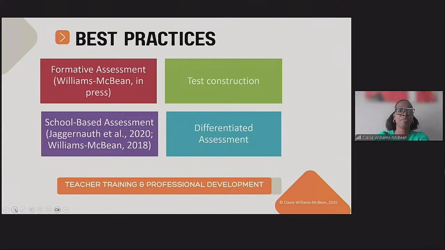Similar reports came from a study from Juggernaut et al. in Trinidad and Tobago, looking at teacher preparation for mathematics. If the teachers aren't prepared, then the assessment results that we're getting from CXC can also be questioned. So we need to look into how each part of the system helps to make the system more accountable.